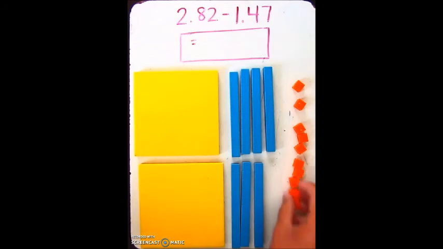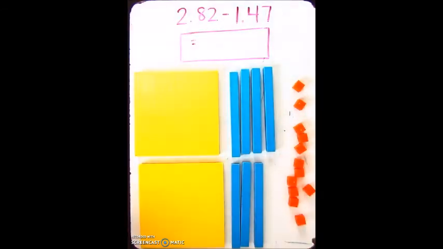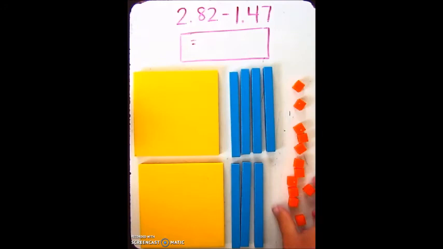1, 2, 3, 4, 5, 6, 7, 8, 9, 10. Now I have 12 total hundredths cubes. I can take 7 away from these. So I'm going to take away 1, 2, 3, 4, 5, 6, 7.